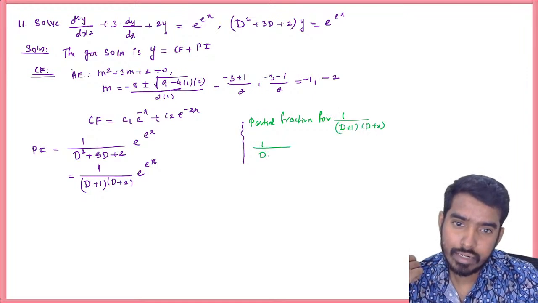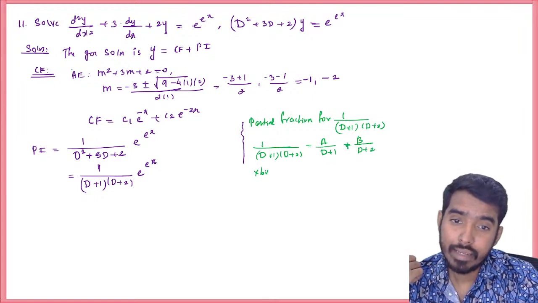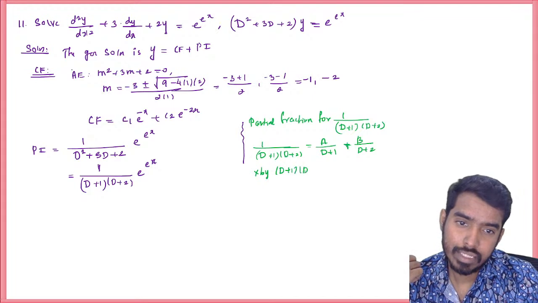That means 1 divided by D plus 1 into D plus 2 is equal to A by D plus 1 plus B by D plus 2. So find A and B. Multiply by D plus 1 into D plus 2 throughout. So we will have 1 is equal to A into D plus 2 plus B into D plus 1.